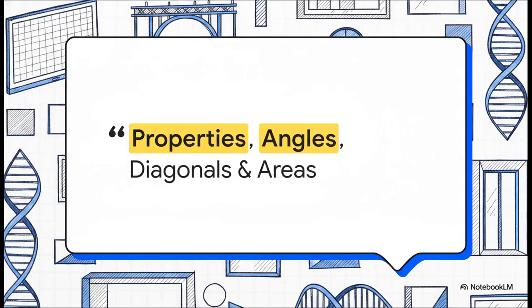As we wrap up this explainer, I really want you to remember that these 20 rules are not just arbitrary mathematical torture devices. They are the architectural DNA of the physical world around us. Every digital screen you look at, every bridge you drive over, every room you step into relies on the absolute truth of these geometric constraints.